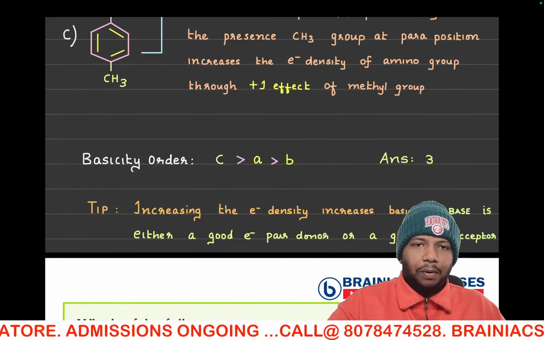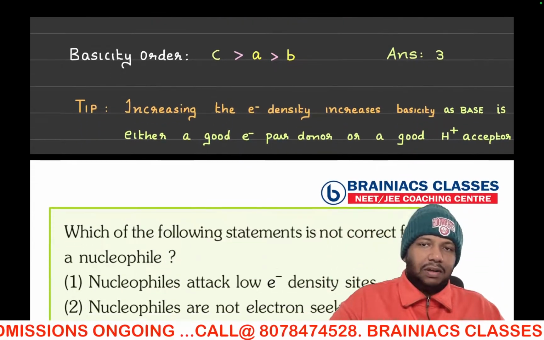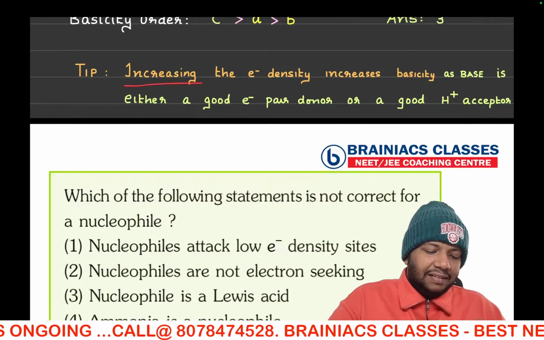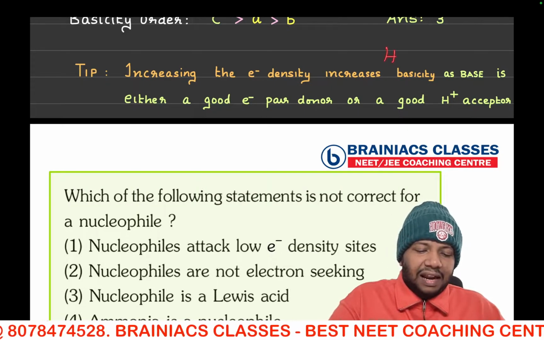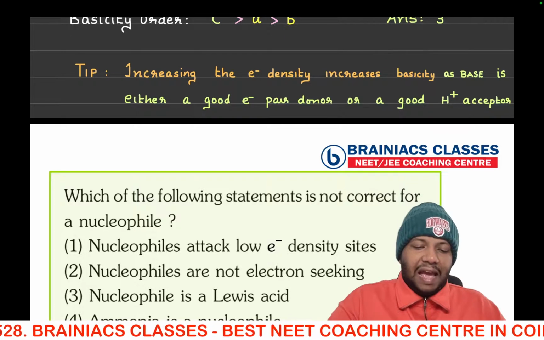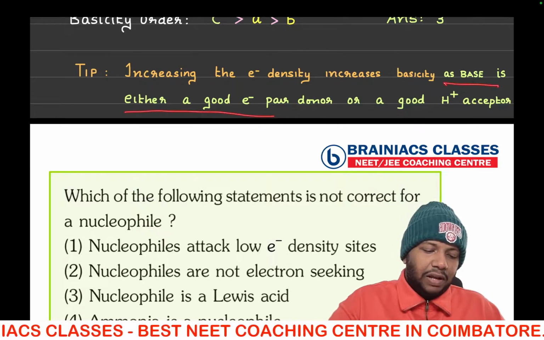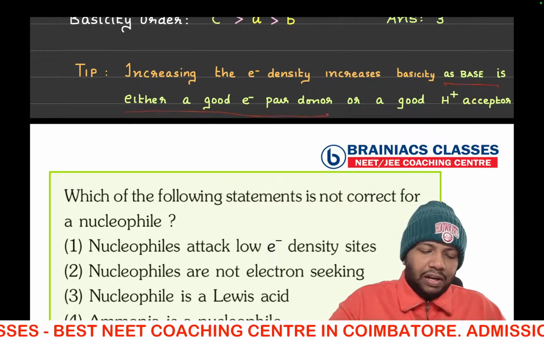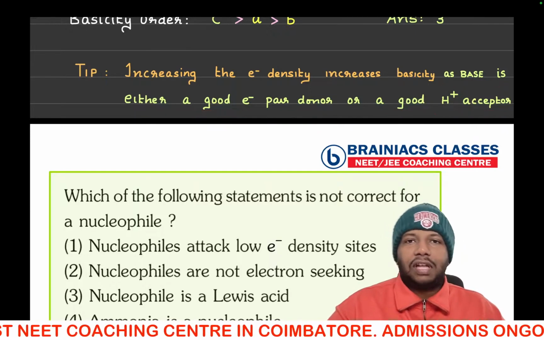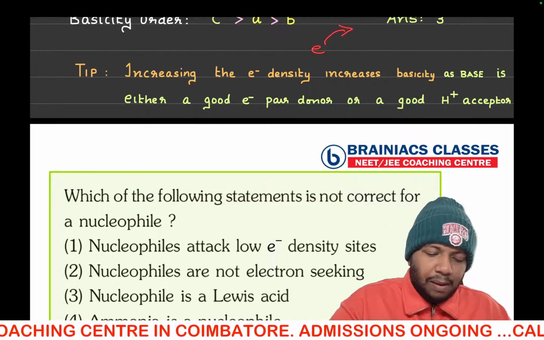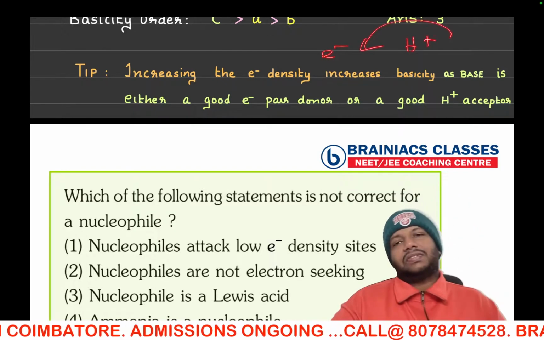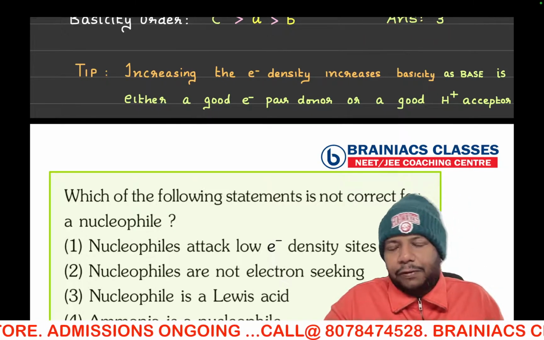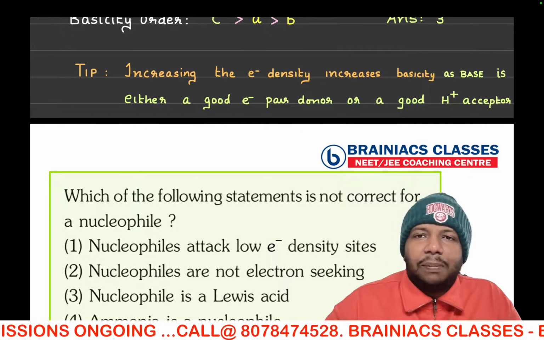What is the important tip you should remember? Increasing the electron density increases the basicity, because it will attract H plus very fast. A base is either a good electron pair donor or a good H plus acceptor. Both are the same: it should be able to donate the electron pair, or with that electron pair accept H plus. You can consider both definitions for this type of question.